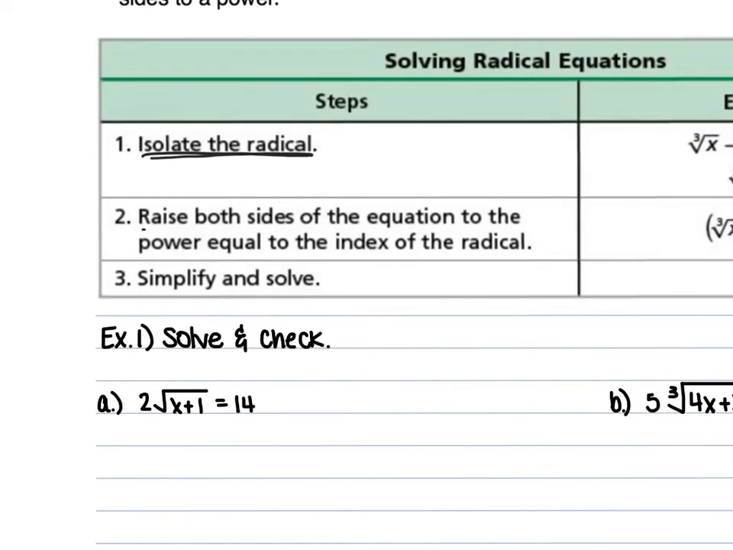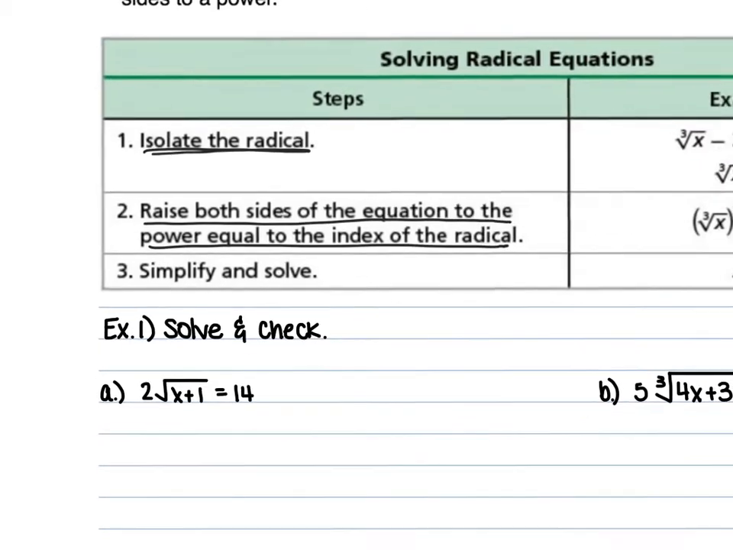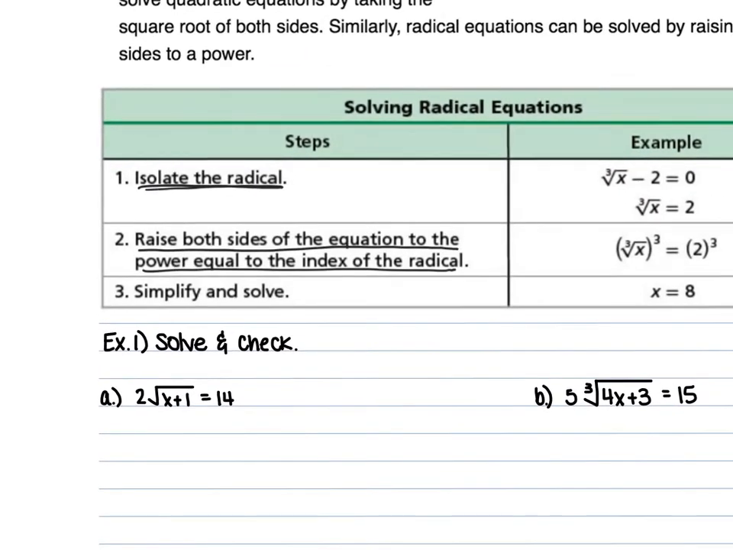And then we're going to raise both sides of the equation to the power equal to the index of the radical. What that means is, if I've got a square root, I'm going to raise both sides to the second power. If I've got a third root, I'm going to raise both sides to the third power. Because raising it to the second power will get rid of a square root, raising it to the third power will get rid of a third root, and so on. And then we're just going to simplify and solve. So we're going to go through these.